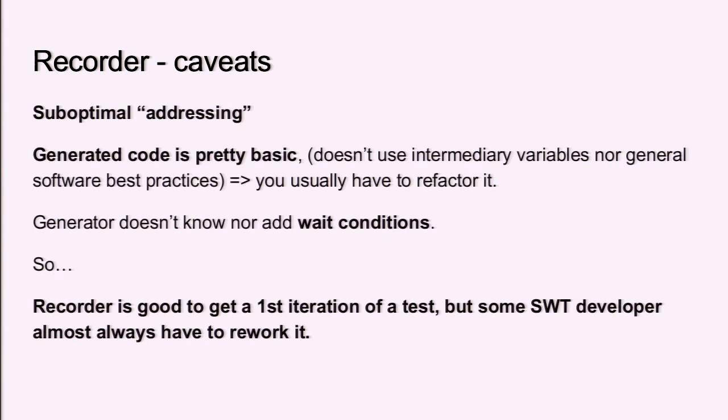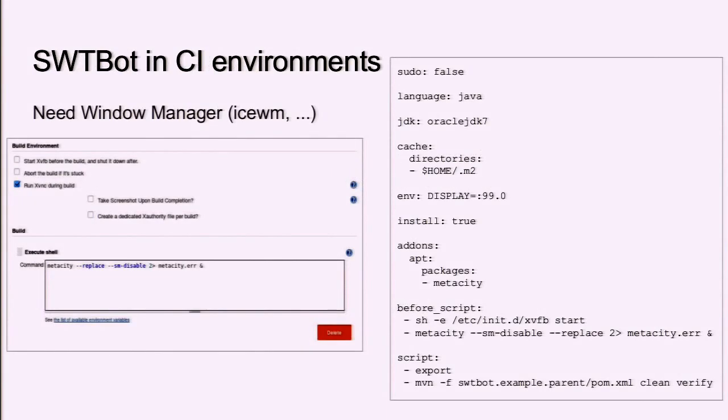And the generator cannot really know what you're waiting for. So here it was a very simple example. If you have an asynchronous operation you're facing, you need to add the wait condition to make sure that you wait for the right thing before going further. So the recorder is good to bootstrap a test very easily without many skills. And then at some point, if you want it to be a good citizen in your software, you probably have to refactor it. But at least you have a first iteration that works.